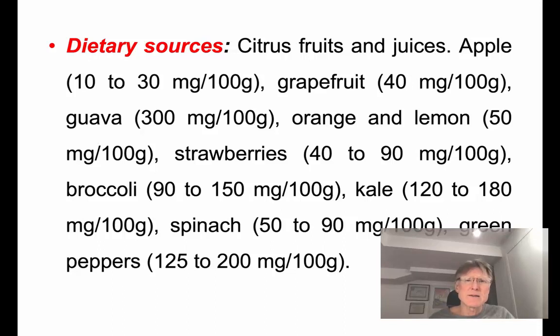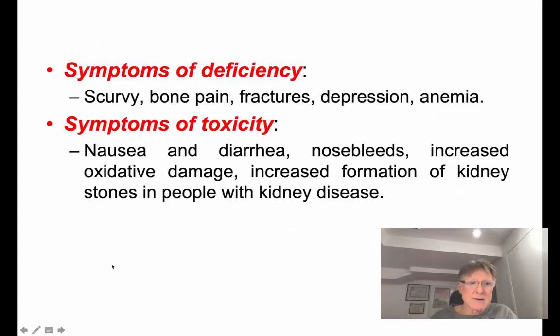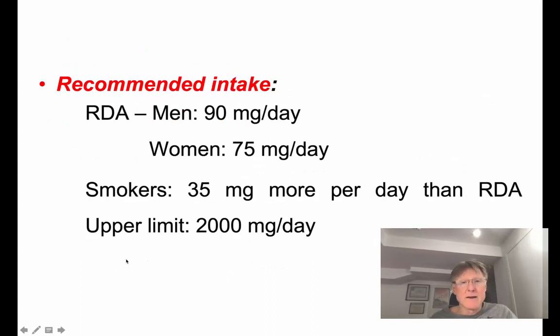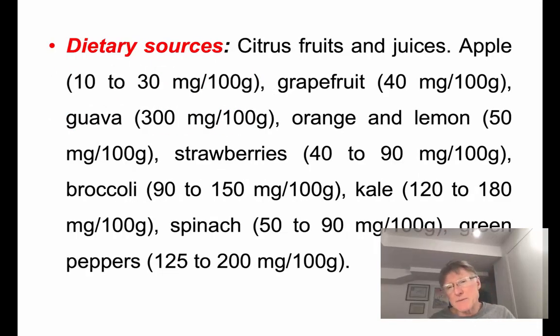Dietary sources: again, citrus fruits and juices. Apple, for instance, has 10 to 30 milligrams per 100 grams of fruit. Grapefruit, 40 milligrams per 100 grams. Guava, 300 milligrams. Orange and lemon, 50. Strawberries, 40 to 90 milligrams per 100 grams. These are fruits that we usually consume raw. But you can also get it from broccoli, 90 to 150. Kale, 120 to 180. Spinach and green peppers. So, as you can see here, it's abundantly present in plant foods.